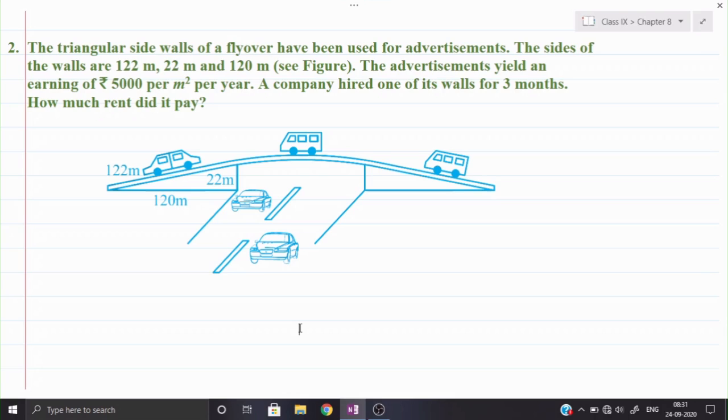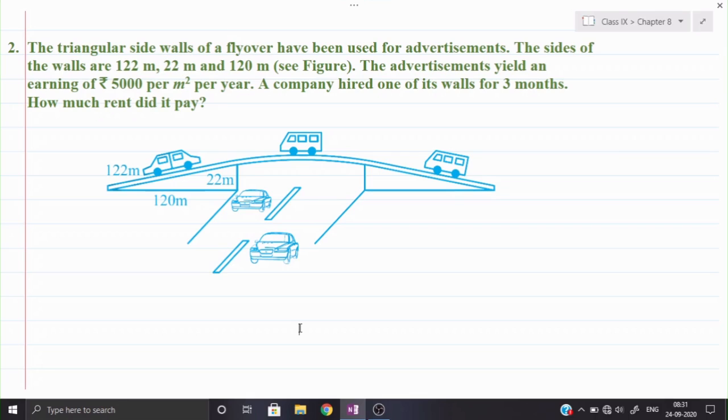Now see question number 2. In the second question it is given that the triangular side walls of a flyover, you must have seen the flyover, the bridge, which connects two different cities or sometimes two different places. So here the flyover is there, the vehicles are passing over the flyover, and on the flyover maybe you have seen some hoardings. Those hoardings are normally in the shape of a rectangle or a square, but this time the hoarding has been made in the shape of a triangle.